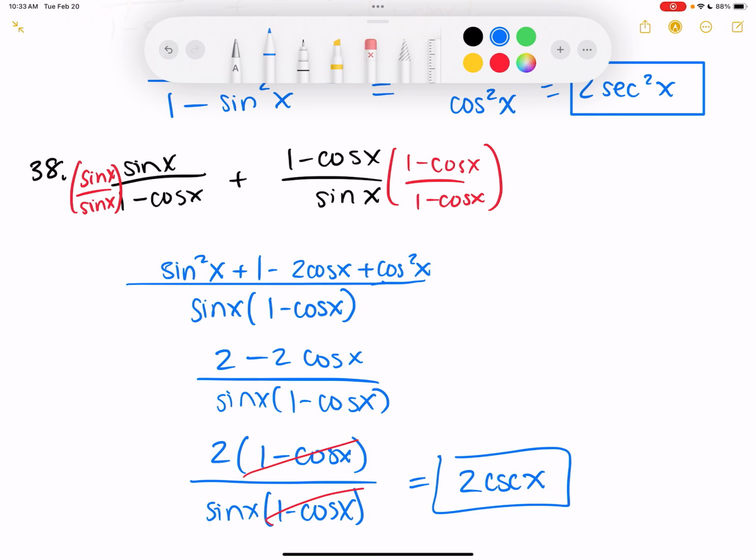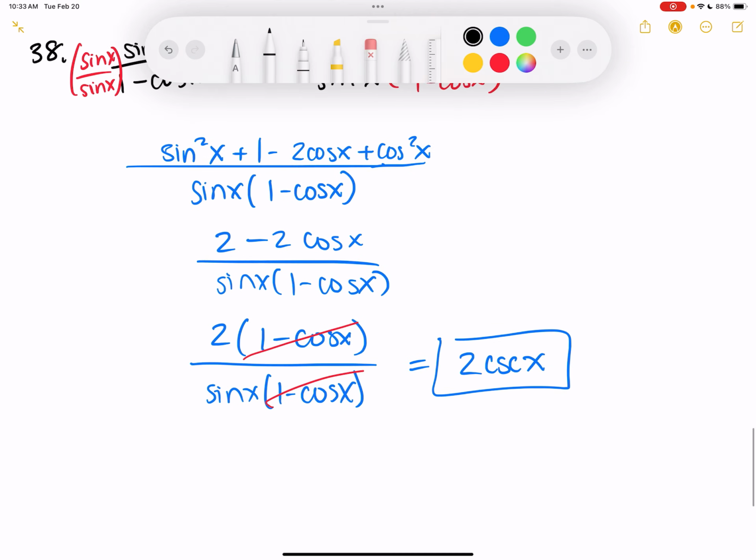Fun stuff here. All right. Write each expression in factored form as an algebraic expression of a single trig function. So we have 1 minus 2 sine x plus sine squared of x. And I want to factor this.